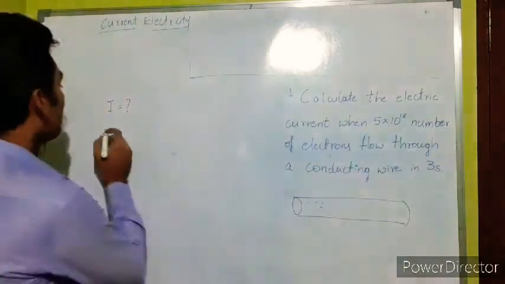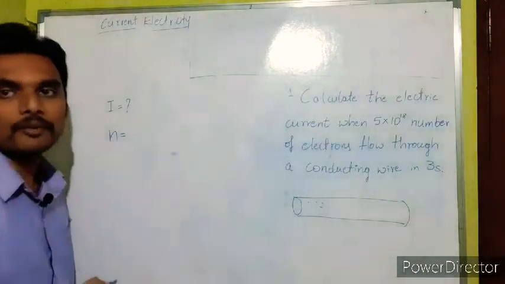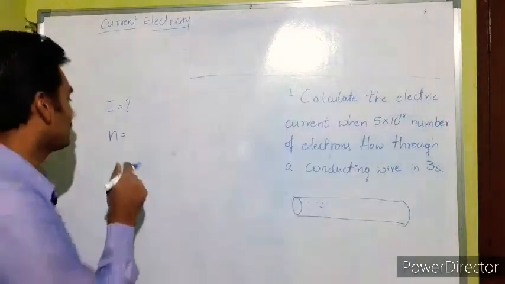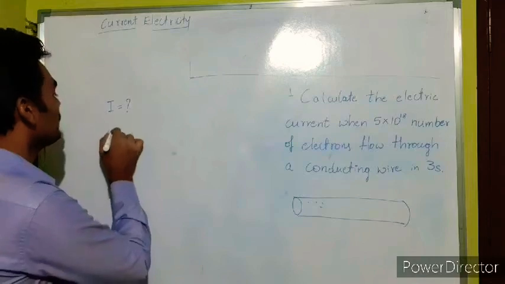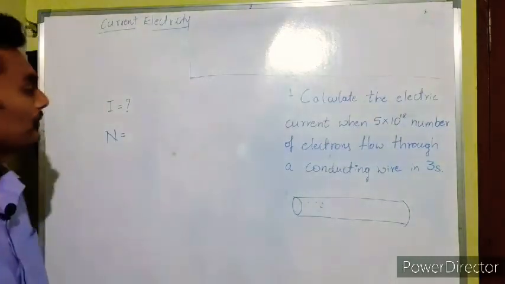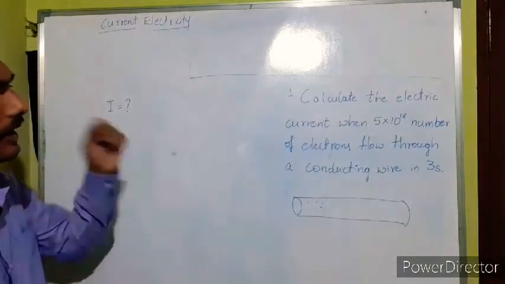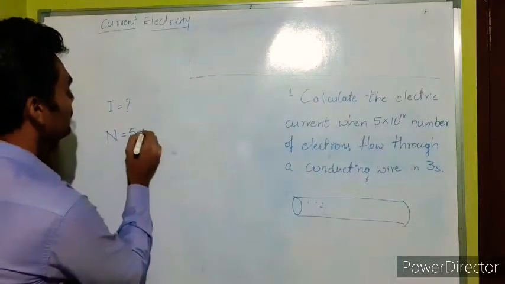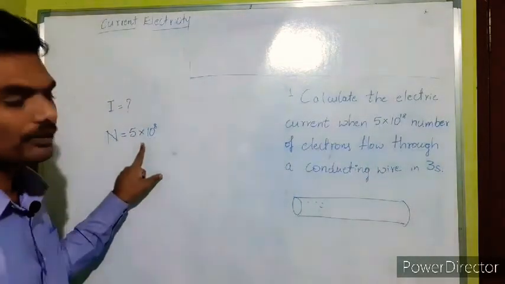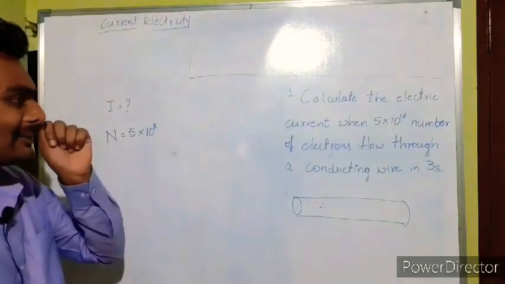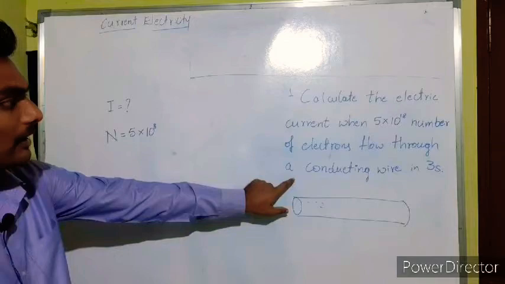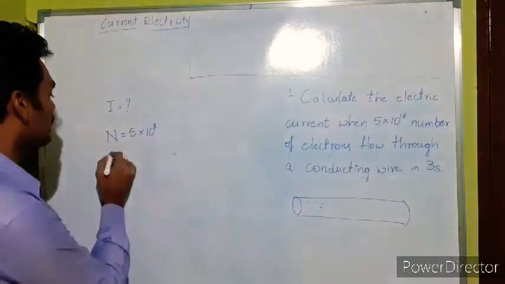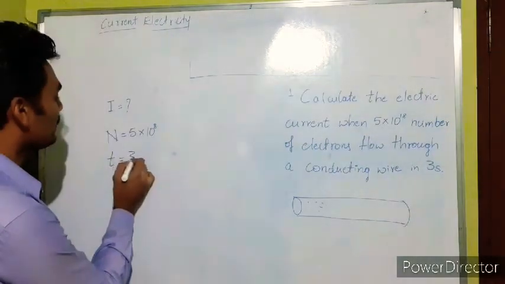So if I assume that this is the conductor, these many electrons are flowing through this conductor in 3 seconds. Number of electrons flowing is given as n. We can also put capital N, that's also fine. Let me take capital N itself because we are going to take small n as electron density. So N is equal to 5 into 10 to the power of 18. These many electrons are flowing through the given conductor, and the time they take to go from one end to the other is 3 seconds.